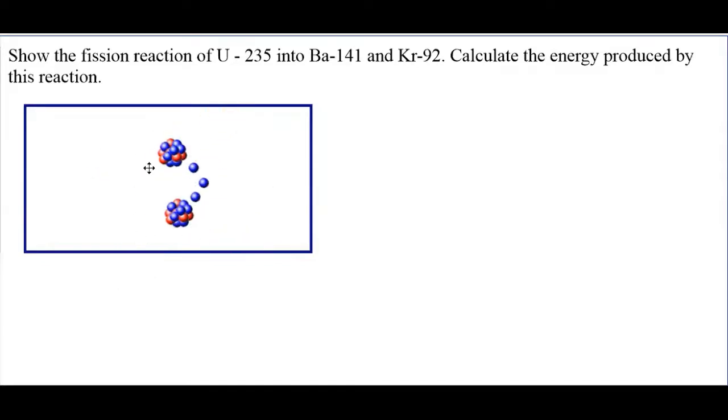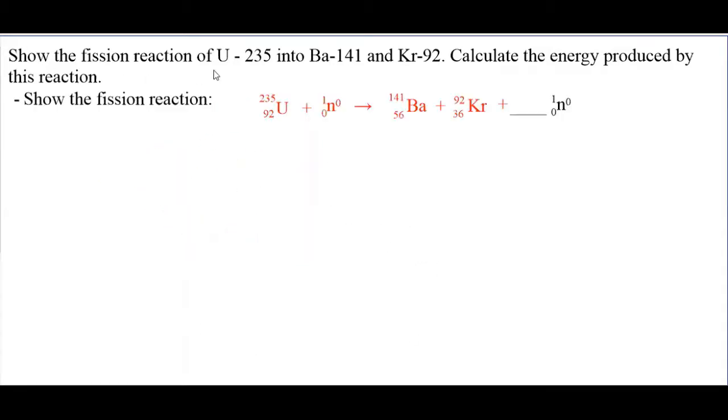Anyways, this is a neutron getting absorbed into the uranium-235. It causes fission, breakdown, and you end up with a mess, and the chain reaction occurs. In this case, 3 neutrons are spat out according to this diagram, but we better do the math to make sure. Show the fission reaction of uranium-235 into barium-141 and krypton-92. Calculate the energy produced by this reaction.